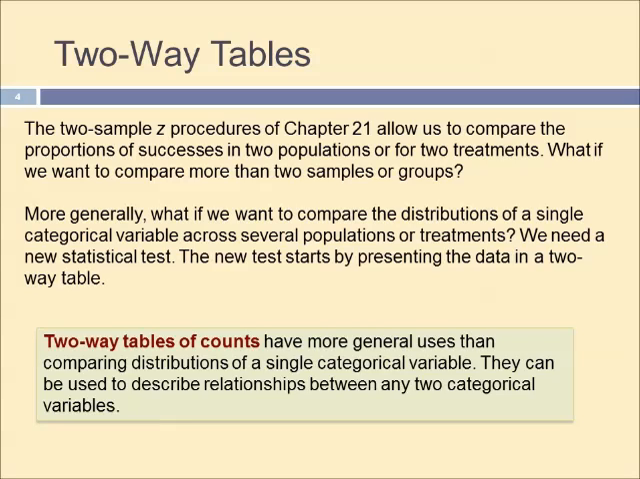The new test starts by presenting the data in a two-way table. Two-way tables of counts have more general uses than comparing distributions of a single categorical variable. They can be used to describe relationships between any two categorical variables.